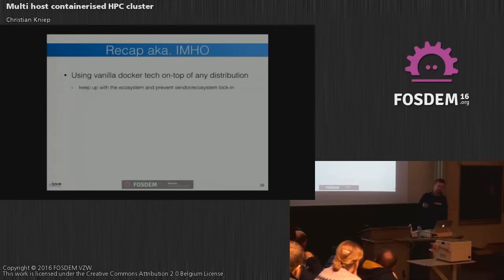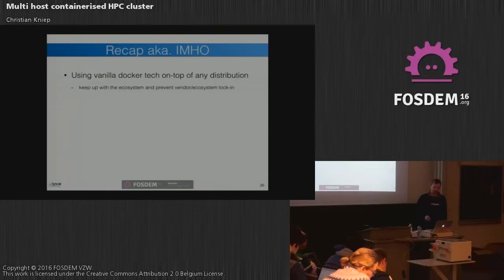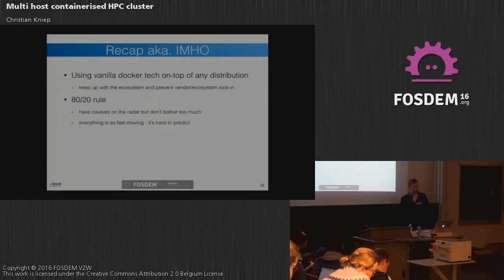So, recap. In my opinion, I will go with vanilla Docker, because I can go with it on top of any distribution, and I would like to keep up with the ecosystem and prevent a vendor or ecosystem lock-in. I think that's a pretty dangerous thing to do currently, but maybe I'm not earning money with it. So if you want to earn, anyway.